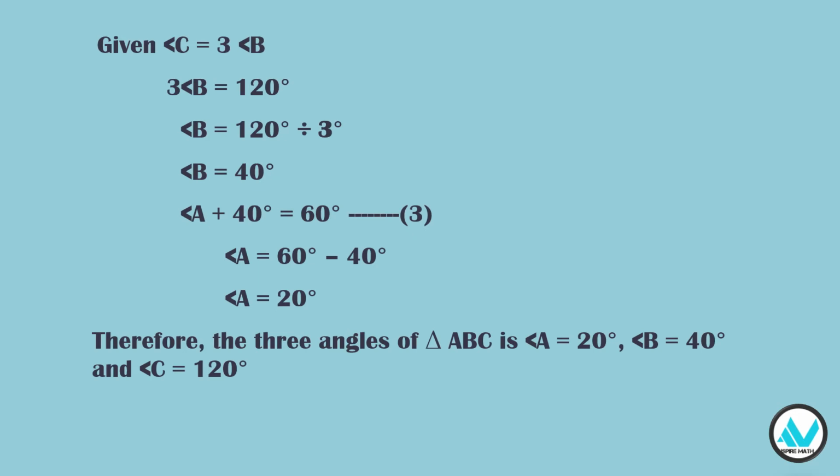Now using my other condition, angle C equal to 3 times angle B, I'm going to substitute angle C here. That is 3 times angle B equal to 120 degrees, which gives me angle B equal to 120 divided by 3, or angle B equal to 40 degrees. Now let me substitute angle B equal to 40 in equation 3. So I get angle A plus 40 equal to 60, or angle A equal to 60 minus 40, which gives me angle A equal to 20 degrees. Therefore, the 3 angles of the triangle ABC are angle A equal to 20 degrees, angle B equal to 40 degrees, and angle C equal to 120 degrees.